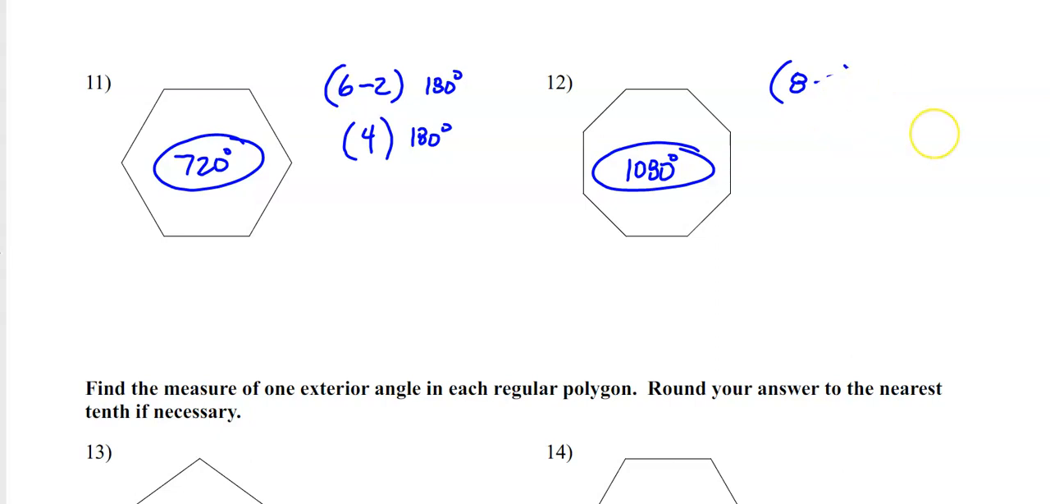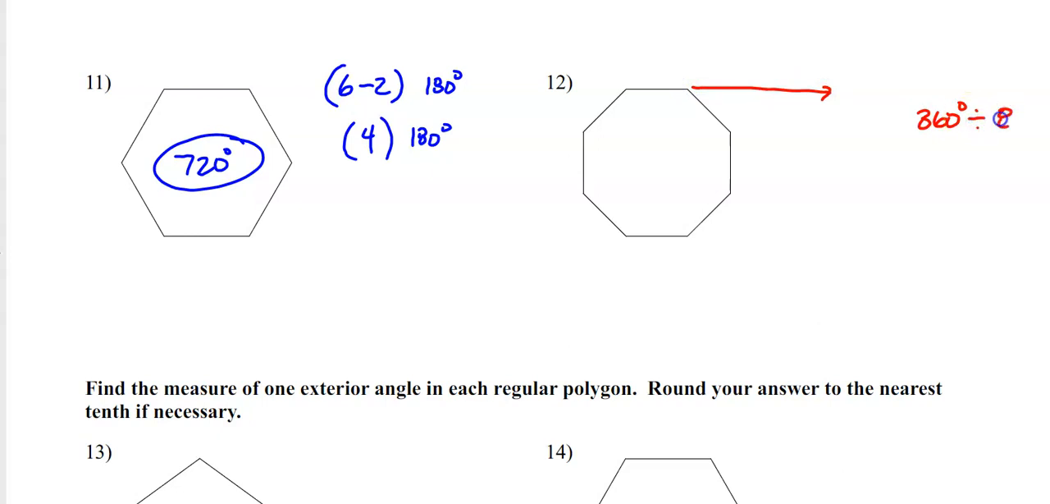Although you could do it, if you just want me to show you really quick, you could start with the exterior and go 360 degrees divided by, this thing has 8 sides. So that comes out to be 45 degrees for each one. Then you could subtract from 180 to jump inside. So 180 minus the 45 is 135. And that basically gives me each angle. And then I can multiply it by 8 and get the 1080 that way. It's just quite a bit slower. So it all depends on what they want, which one you should use for speed.